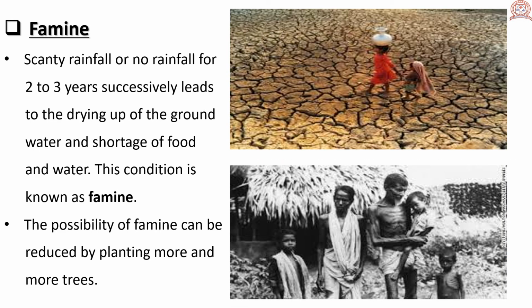Next, about famine. Scanty rainfall or no rainfall for 2 to 3 years successively leads to the drying up of the groundwater and shortage of food and water. This condition is known as famine. The possibility of famine can be reduced by planting more and more trees.